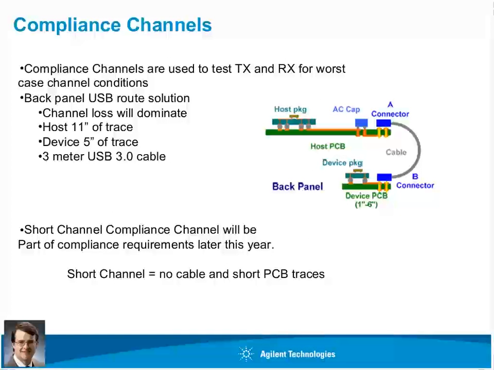I mentioned compliance channels. There are 2 compliance channels currently defined for host and device testing. The host channel is 11 inches of trace as defined by this topology. There's a white paper on the USBIF website. So 11 inches of trace means from the A connector to the host package, it's nominally 11 inches of trace in our compliance channel model. Then 3 meters of cable for both device and host, and then the device trace budget is approximately 5 inches of trace. So the total channel end-to-end from host package to device package is 11 inches of host trace, 3 meters of cable, and 5 inches of device trace.